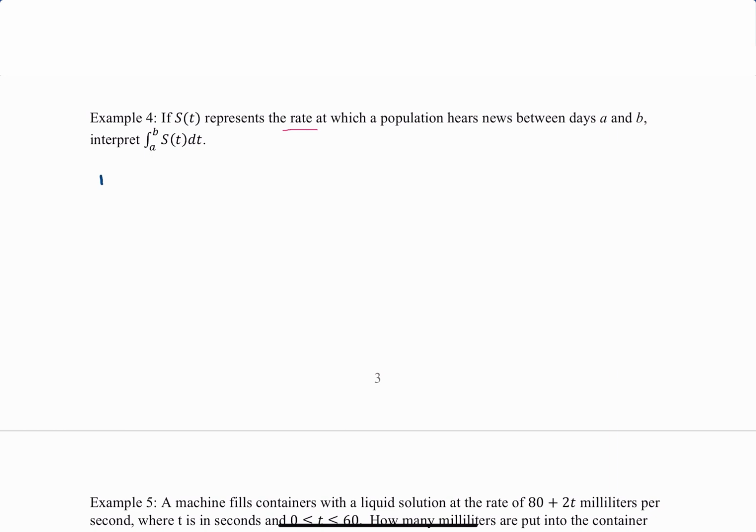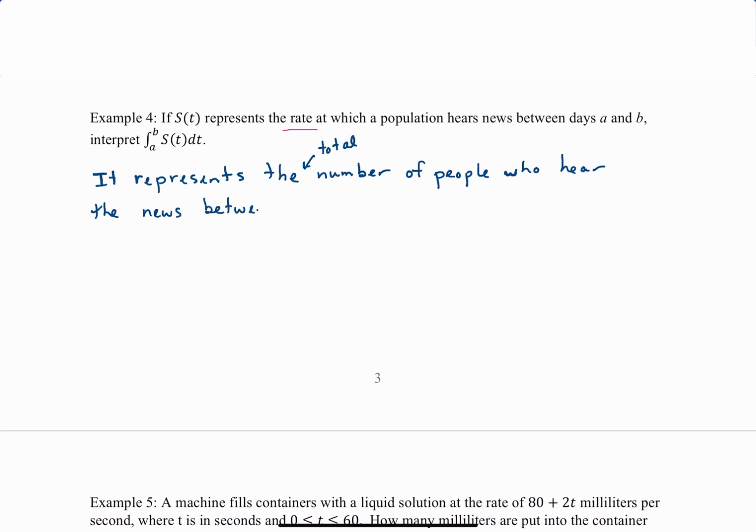So the definite integral then represents the number of people, and we can say the total number if that makes this make more sense. The total number of people who hear the news between days A and B.